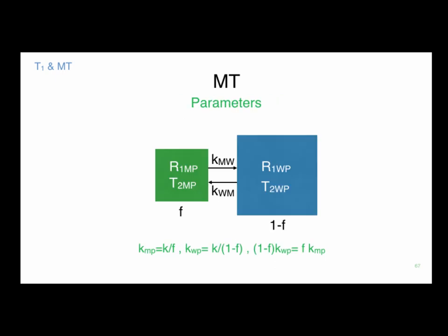So coming back to this picture, these two constants don't really mean the number of spins going out of this pool or coming back into this pool. These constants just relate the exchange rate or the total exchange flow to this pool size. So one k is divided by the macromolecular pool size, the other k is just related to the water pool size.